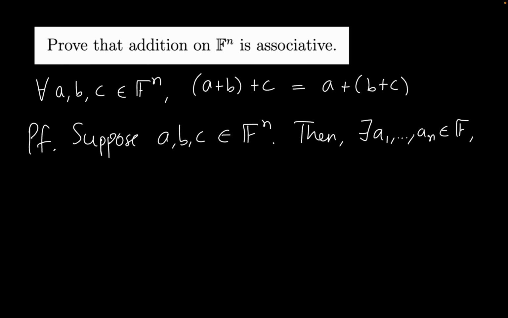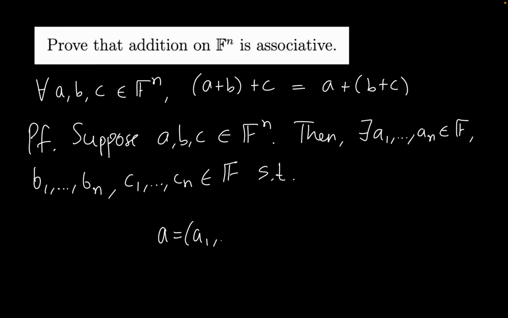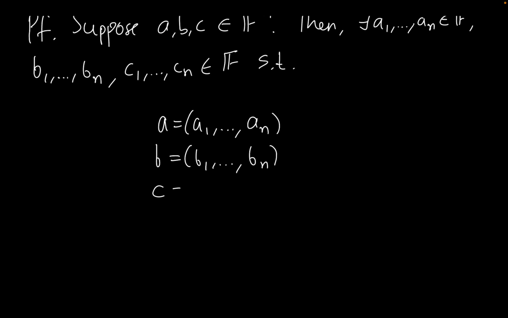There's going to be b1 through bn, and there's going to be c1 through cn, where all of these are in F, obviously, such that A is described entirely by these n scalars A1 through An, B is described by B1 through Bn, and C is described by C1 through Cn.